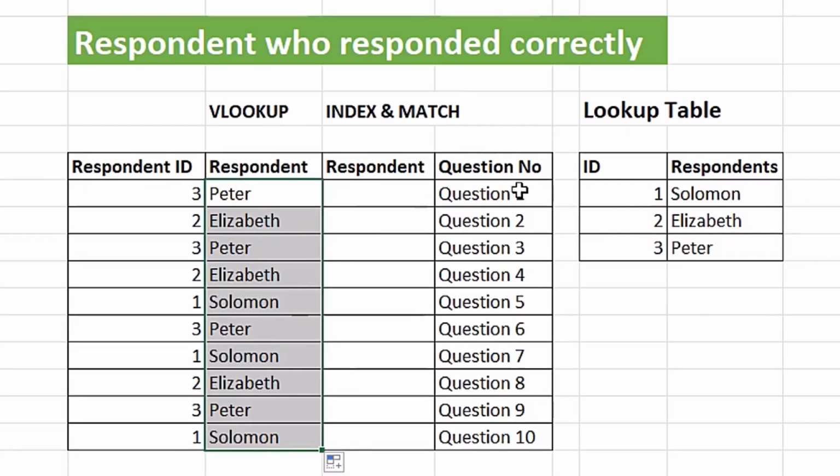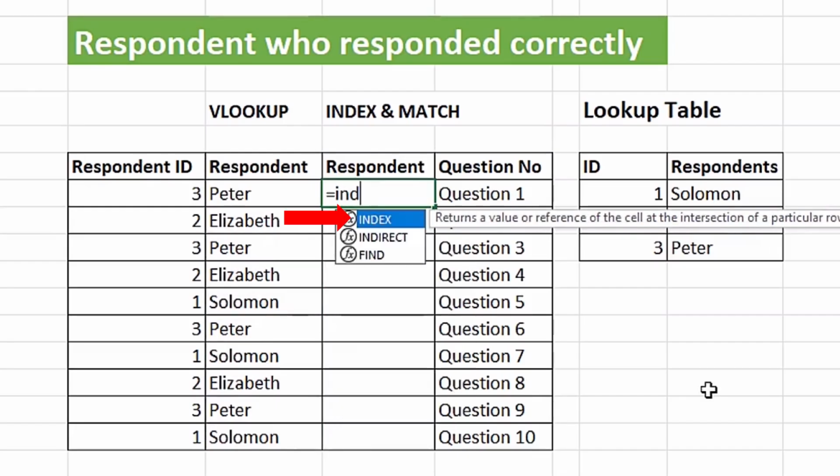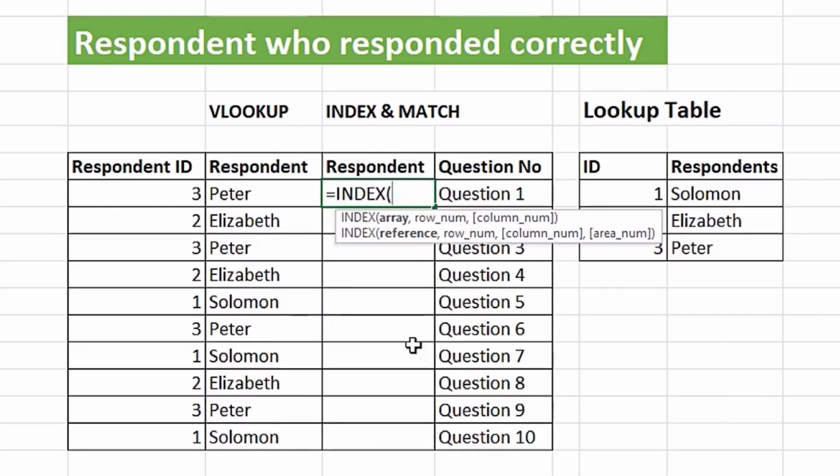Now let's also do it using INDEX and MATCH function. I'm going to click on this cell and do equals INDEX. Tap to select it. We are using the first form here, the array form. So for our array, that one is always what we want to bring on this particular column here. So I'm going to highlight the respondent's name like this. I'm going to lock it using the F4 key, and then comma, the row number.